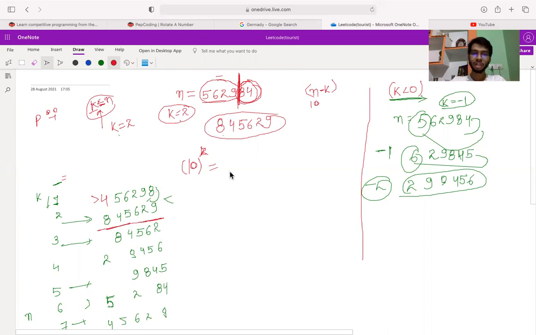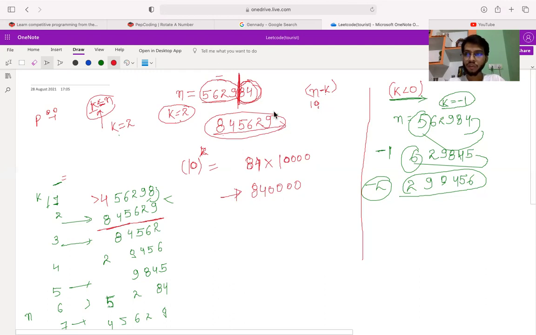So 84 is my remainder. After finding this remainder, I am simply multiplying it with my multiplier. The multiplier is 10 raised to power n minus k, that is 4. So I'm multiplying it with 10 raised to power 4. So this number will become 84,000,000. But this doesn't reach the answer.